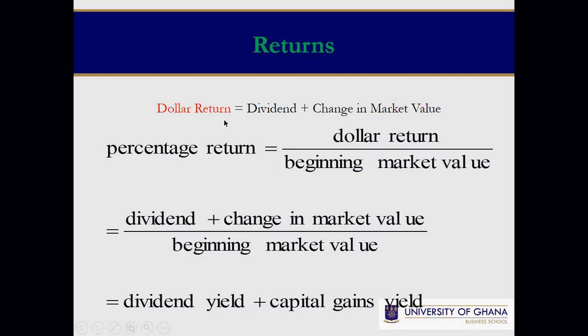So for returns, we have the dollar return. Dollar return is basically dividend plus change in market value. Change in market value is basically the price at which you bought the asset and the price you are selling it. So let's say you bought an asset for 20 and you are selling it for 30.